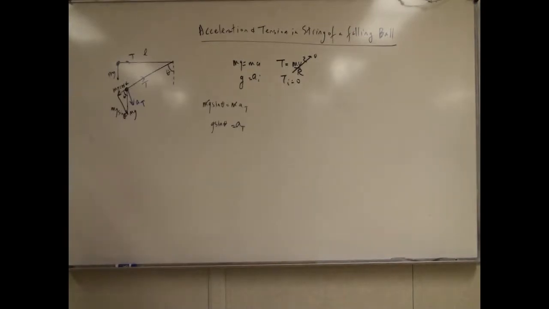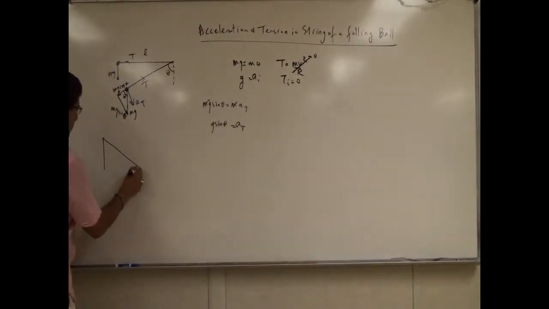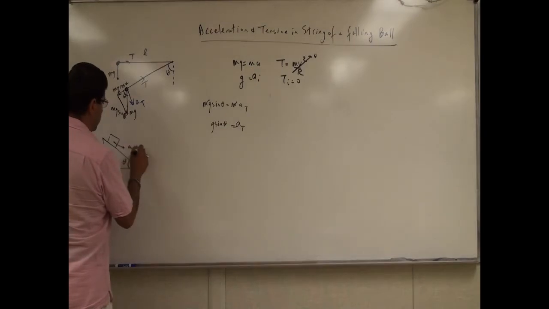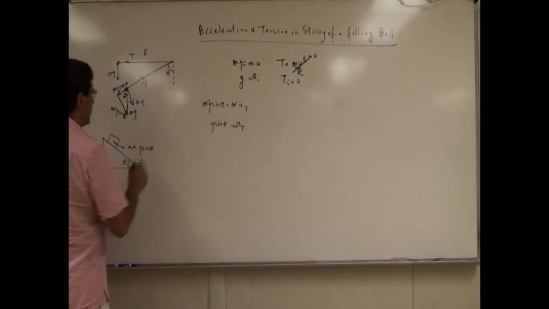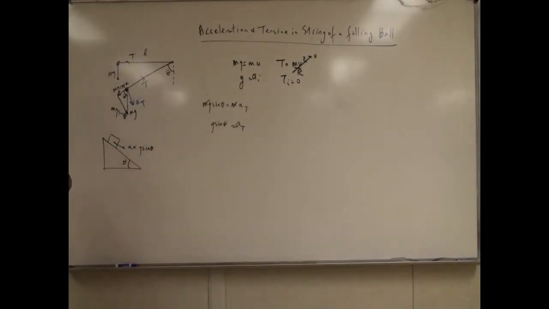This is kind of like a block on an incline, theta. The block is going down, and if there's no friction, the acceleration of the block is equal to g sine of theta. So this is going to be the same acceleration. We call this the a tangential because this one also has a centripetal acceleration.